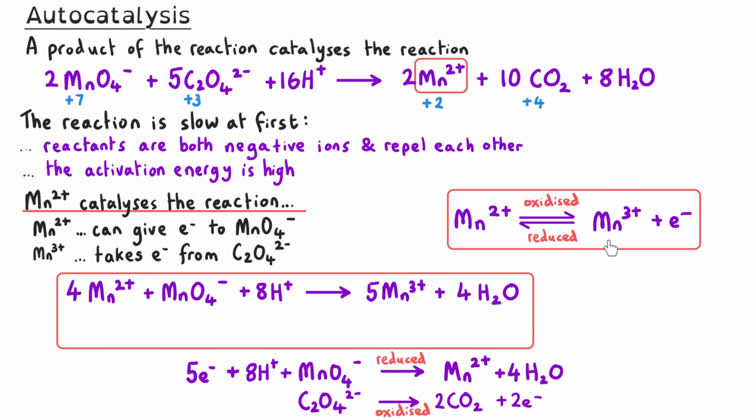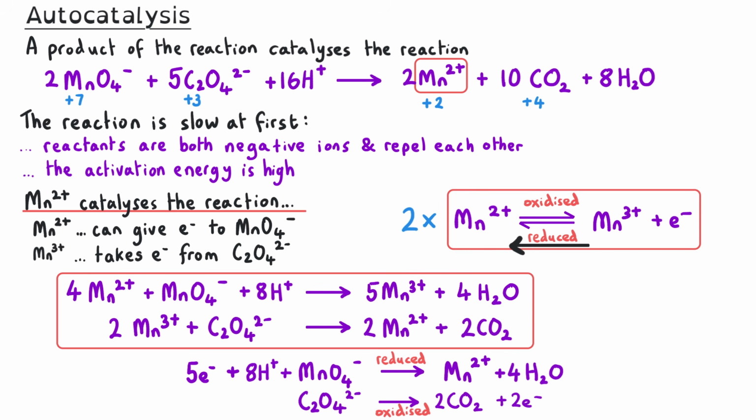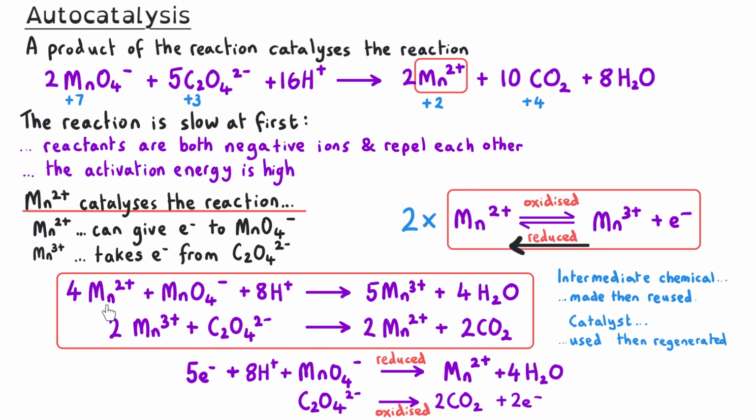And then the manganese 3 plus, when this equation goes backwards, 1 electron is gained, but the ethane dioate ion loses 2. So we need to again multiply the manganese equation. This time it's by 2, and we get this overall equation for this second step of the reaction. This proves that the manganese 3 plus is an intermediate chemical because it's made and then reused in the second step, and the manganese 2 plus is a catalyst because it's used in the first step and then regenerated in the second step.